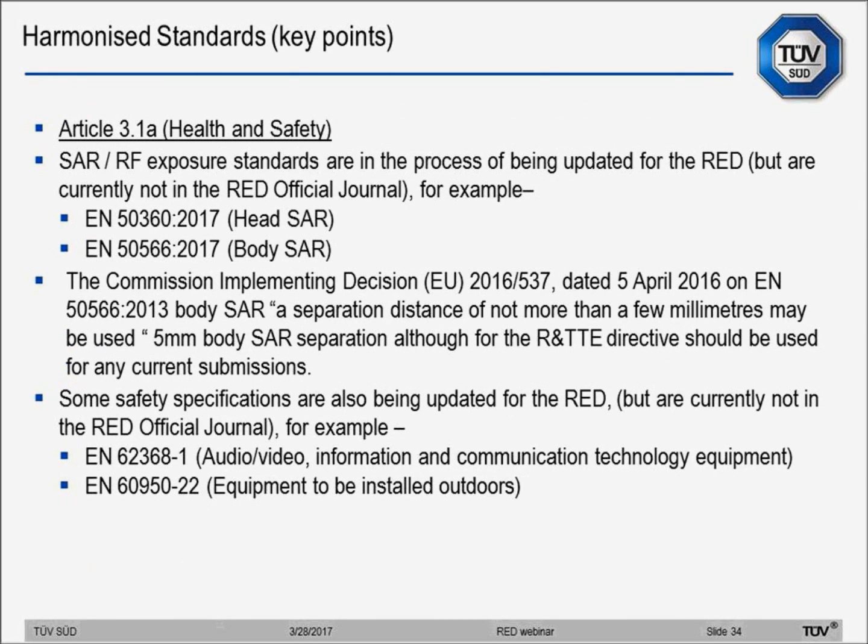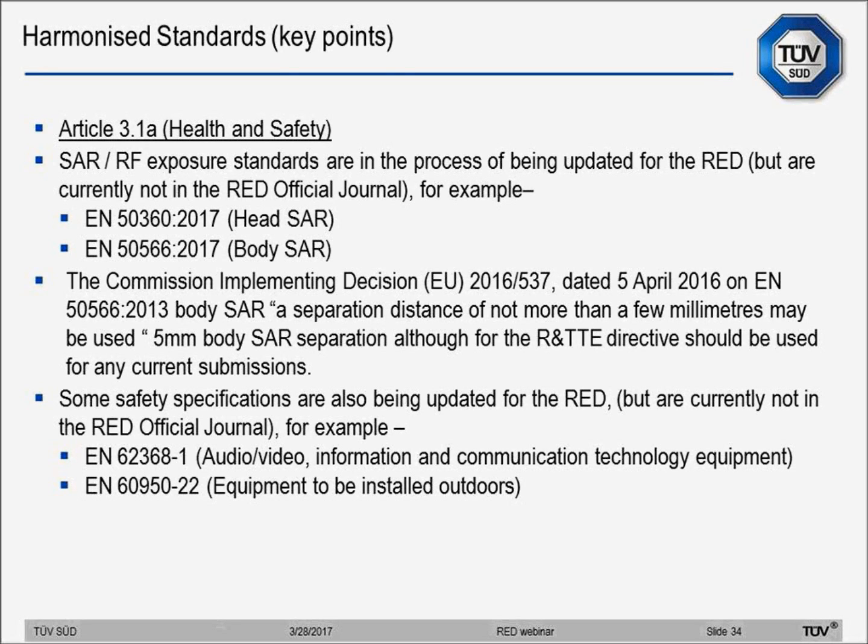There are currently no Article 3.1a health and safety harmonized standards listed in the RED Official Journal. However, some of the specifications are being updated. For example, the SAR RF exposure standards for head and body SAR, which are EN 50360 and EN 50566, are in the process of being updated.